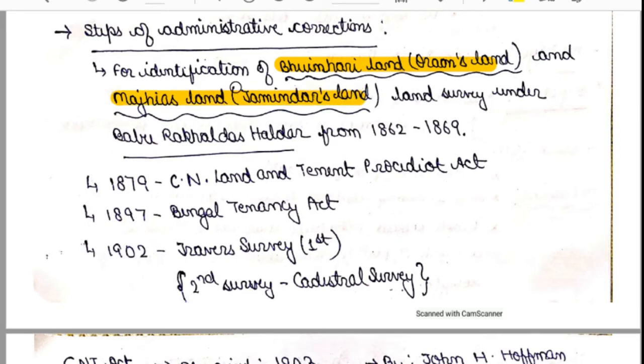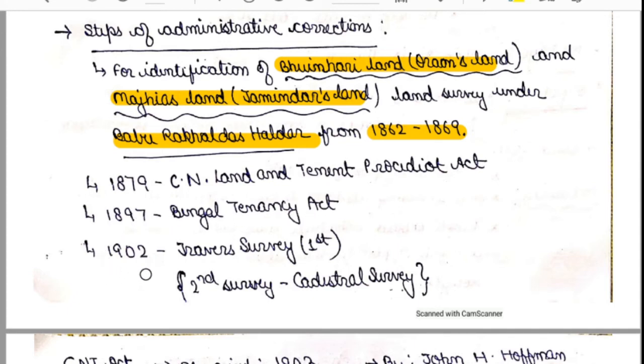Okay, so for identification of Bhuihari land and Majhias land, a land survey under Babu Rakhal Das Haldar took place from the year 1862 to 1869. So you remember this, that under whom the survey, that is the land survey, took place between 1862 to 1869. So under Babu Rakhal Das Haldar. So remember the name. And in the year 1879, Chota Nagpur Land and Tenant Procedure Act was passed. In the year 1897, Bengal Tenancy Act was passed.